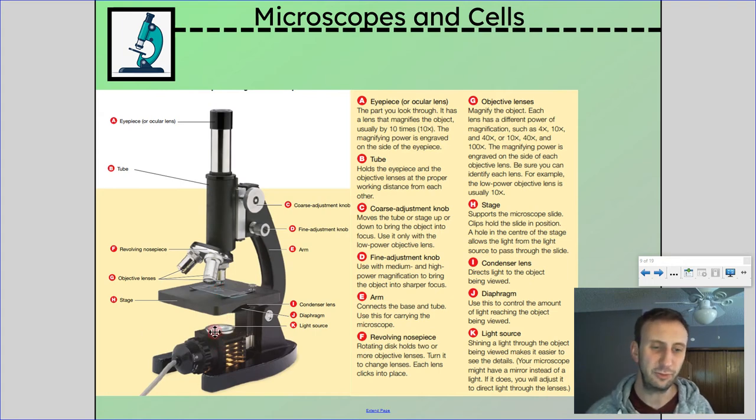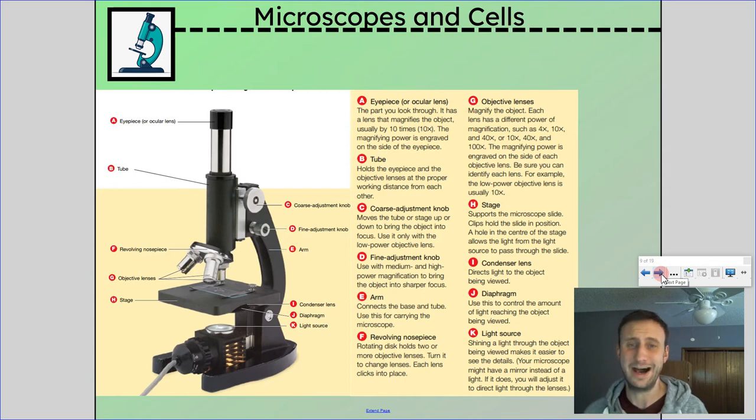And then the light source will be some kind of a lamp or a light bulb underneath. Sometimes there might be a mirror, but I've never actually seen one myself. It's pretty much not used now. It's pretty much always a light bulb of some kind.